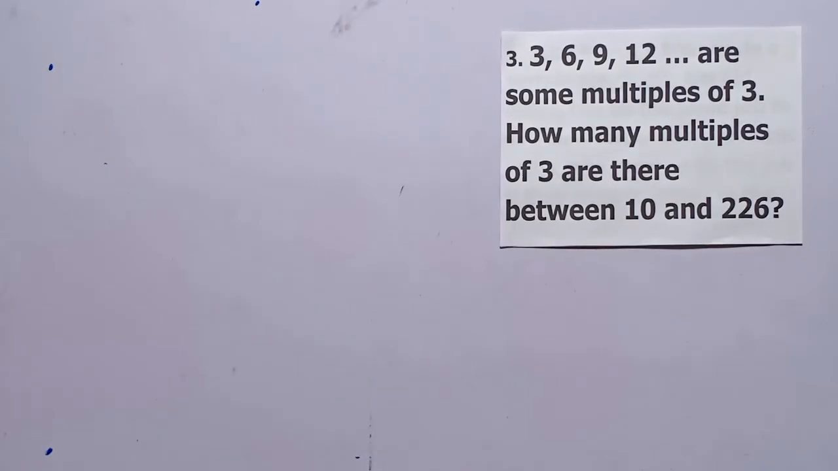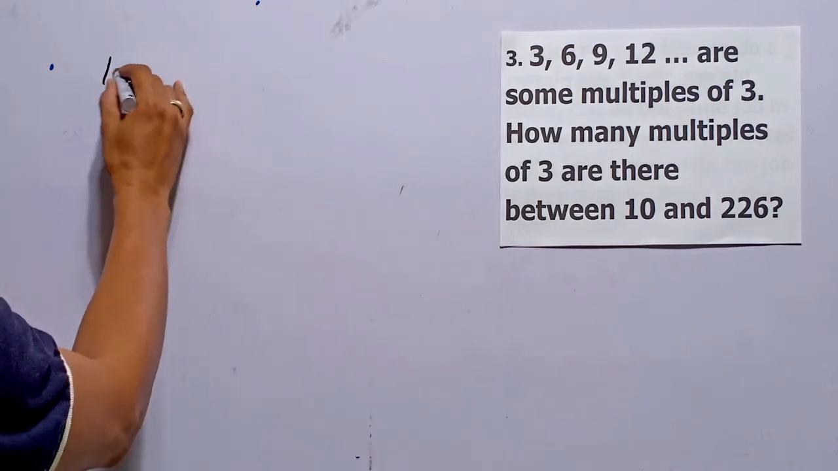Now let's go to problem number 3. 3, 6, 9, 12 are some multiples of 3. How many multiples of 3 are there between 10 and 226? So, for you not to miss any multiples, you have to do it in an organized manner. So, let's start from 1 to 100.